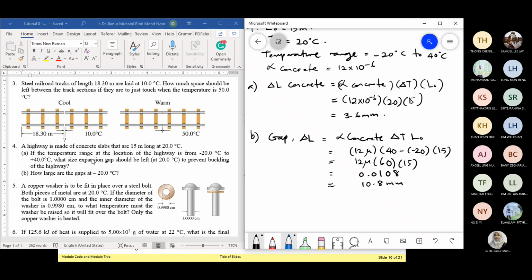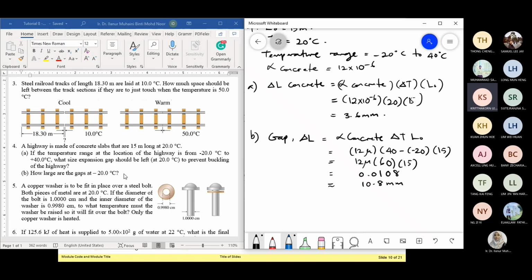Yes, miss. Because not sure whether B continues from A or B from the beginning. Actually, after thinking, I think 40 is correct. If they want the gap between the two when they become cold, so if we use 20, we find the shrink, but we need to add the 3.6 afterwards. Then only we get the total gap between the two places. 7.2 plus 3.6 is 10.8. Oh, must add.